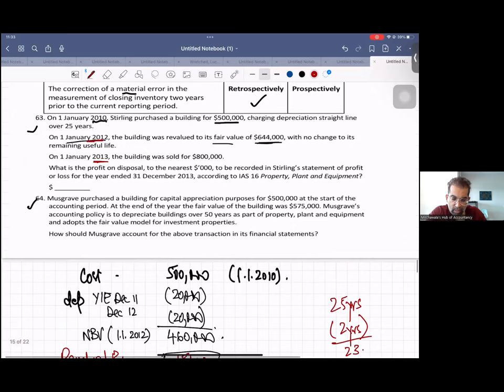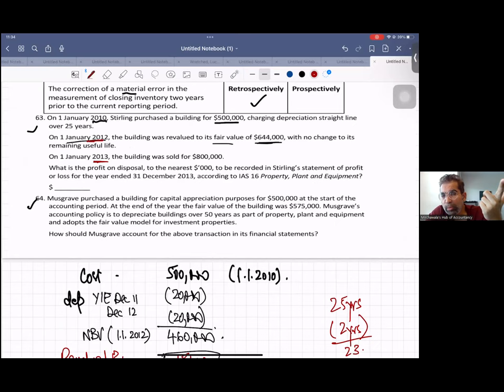Okay, now this point number 64, you have seen in the final accounts as well. In IAS 40 fair value model, we never depreciate the land and building. Just changes in fair value are taken to the P&L, okay?